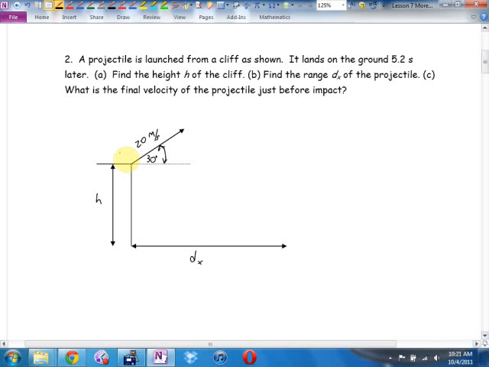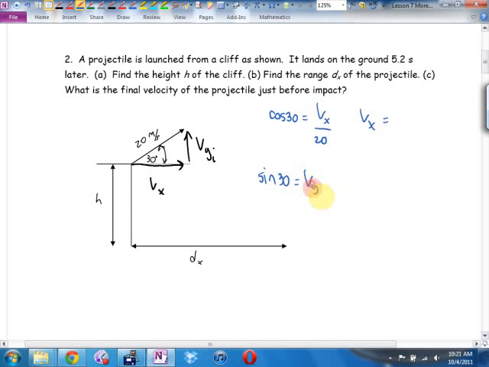Are we being launched at an angle here? You know what I'm going to do before I do anything else then? Begins with the letter C and rhymes with components. I'm going to find VX and VY initial. Okay? So, there's VX. There's VY initial. I think cosine of 30 is going to be VX over 20. And sine of 30 is going to be VY initial over 20.